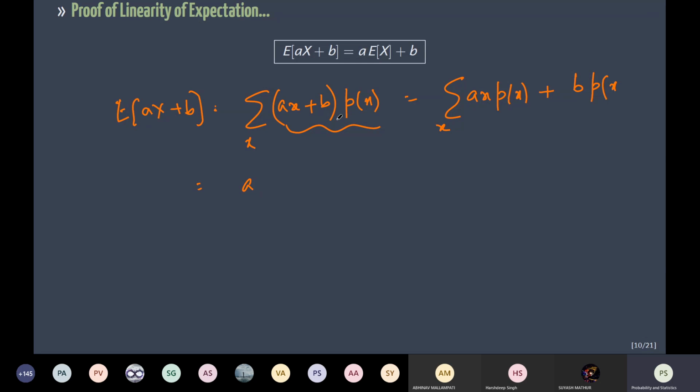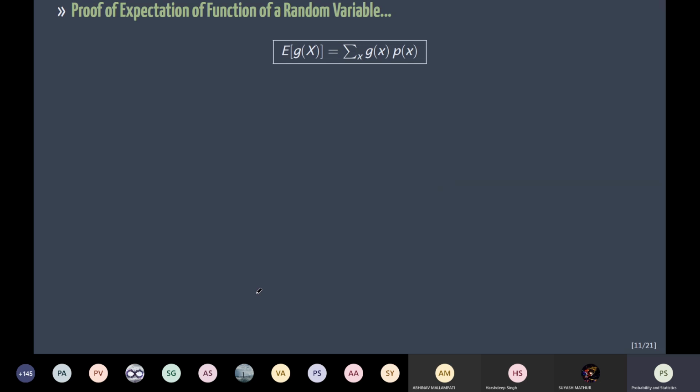Linearity is exploited here, because these are just some numbers right now. So this is a times the sum of x p of x, plus b times the sum of p of x. The sum over p of x boils down to 1. So this is a times E of x plus b times 1. So that's the proof of this. Now we can also try to prove the second one. Try to do this also as an assignment, why this should be true. I will put this as an assignment.